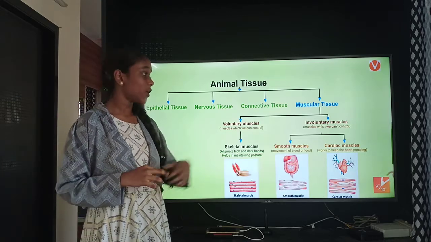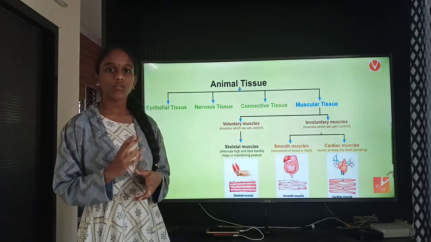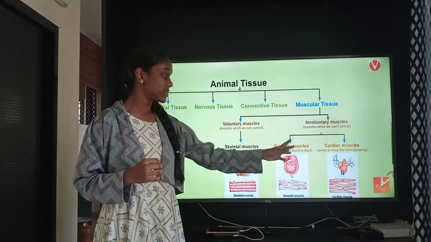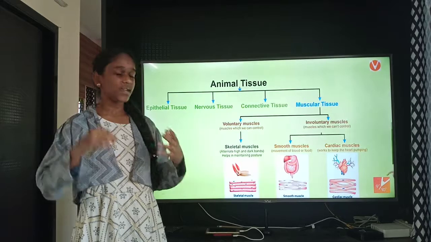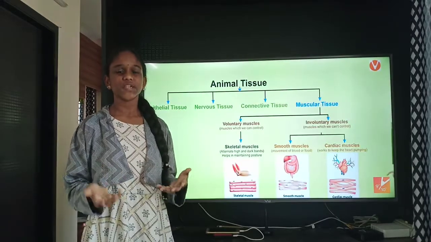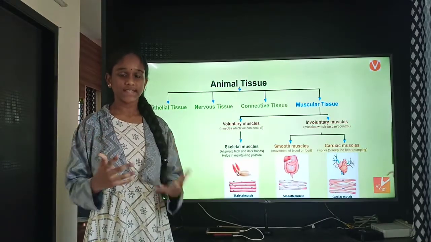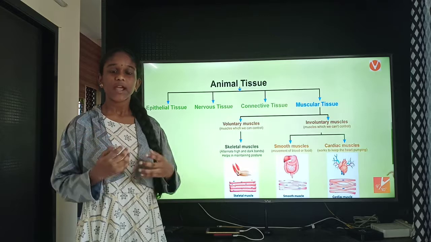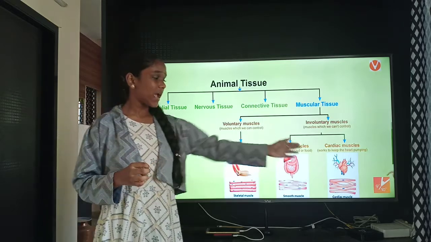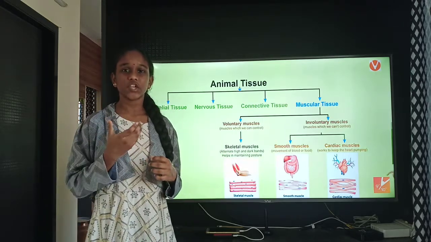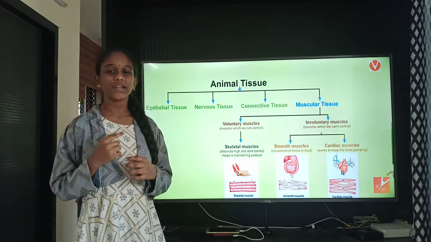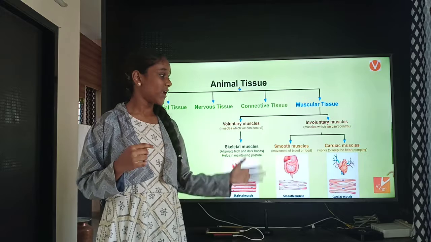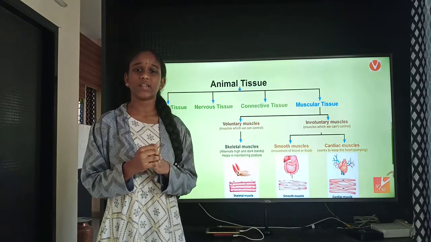And now let's talk about involuntary. Involuntary muscles are of two kinds, smooth muscles and cardiac muscles. Smooth muscles are found in the stomach, liver, all the digestive system, respiratory system and all. And cardiac muscles, these are special, unique. That's because it is only one muscle, one tissue. It's very important and it helps in the pumping of the heart.